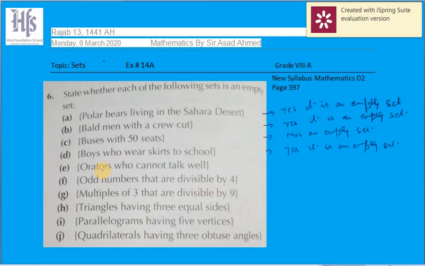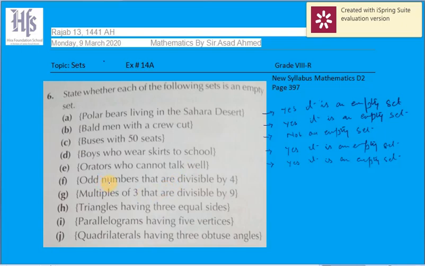So, orators who cannot talk well. What are orators? The people who make speeches. So, in part E, yes, it is an empty set. There are no orators who speak less, they speak a lot.